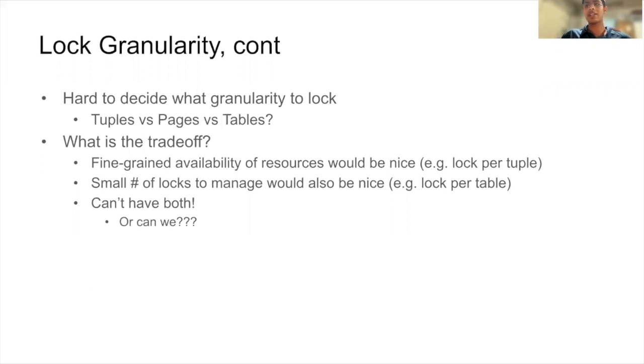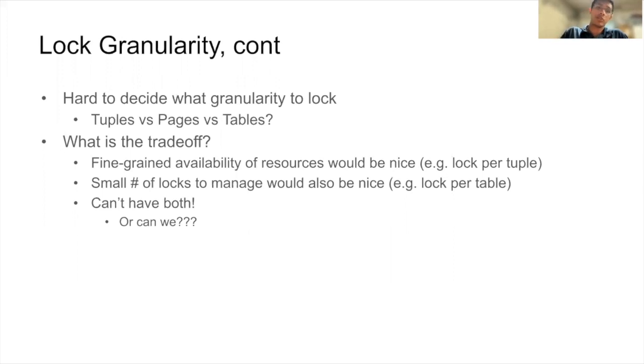So it's hard to decide what granularity to lock. Are we going to lock tuples? Are we going to lock pages? Are we going to lock tables? And when we make that decision, we have to figure out what we are sacrificing and what we are gaining.